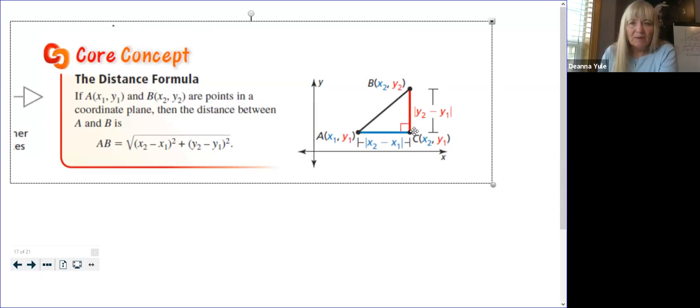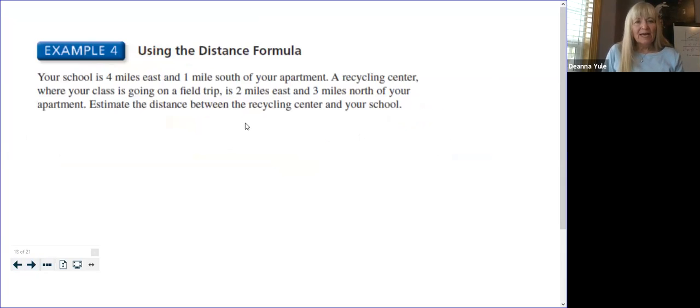Oops, let me move myself somehow so you can see this whole thing. There you go. So this is the difference in the y's, this is the difference in the x's, and so they get y2 minus y1, x2 minus x1. So the distance formula is not a mystery. It comes right out of the Pythagorean theorem. This next one is really super fun.